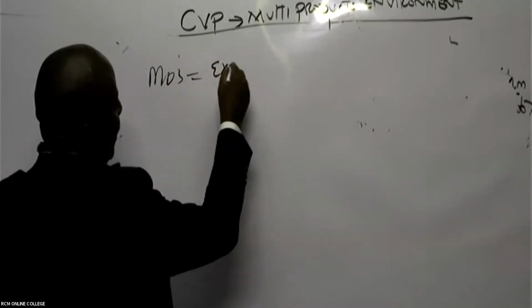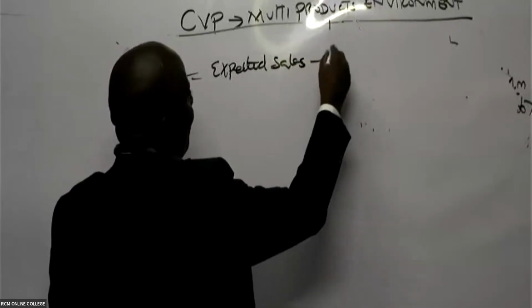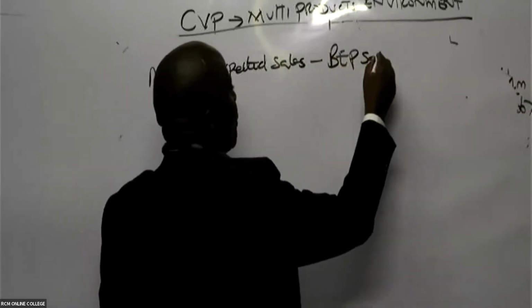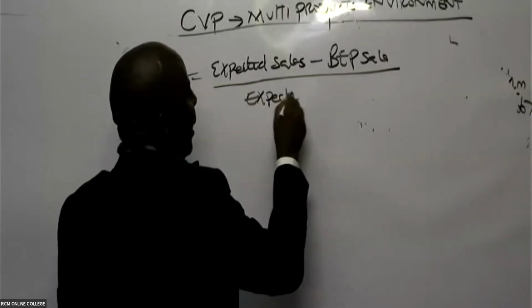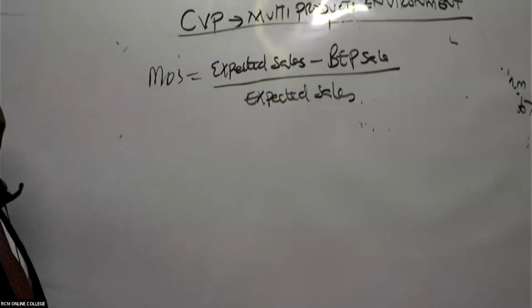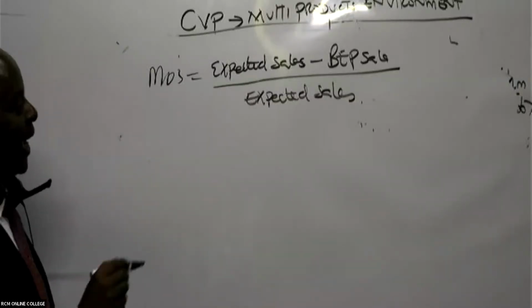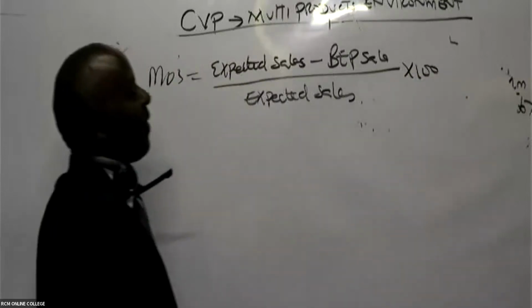How do we get this? It's expected sales minus the BEP sales all over what here, somebody? Expected sales, like that. Times 100.